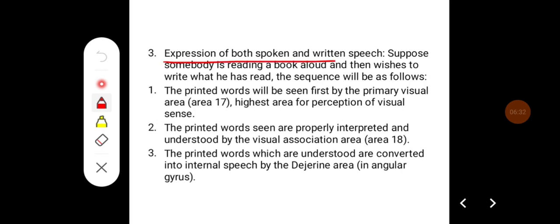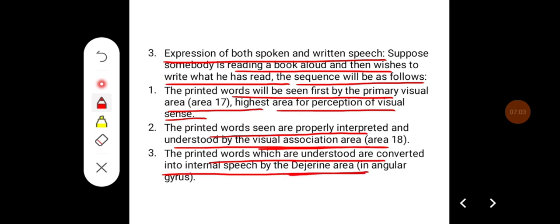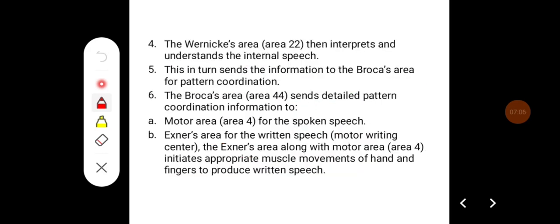Then expression of both spoken and written speech. Suppose somebody is reading a book aloud and then wishes to write what he has read, the sequence will be as follows. The printed words will be seen first by the primary visual cortex, the highest area of perception of visual sense. Then the printed words seen are properly interpreted and understood by the visual association area, that is area number 18. Then the printed words which are understood are converted into internal speech by the Dejerine area, that is the angular gyrus. Then Wernicke's area, that is area 22, interprets and understands the internal speech.